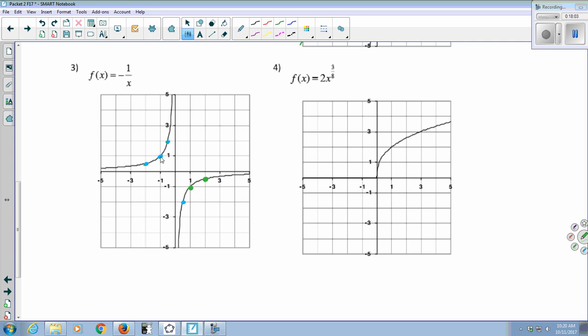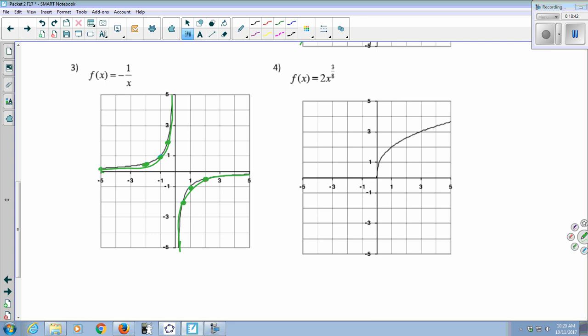-2, 1/2. Swap the coordinates: 1/2, -2 lands right there. Huh, it landed on itself. So this point, that one right there, is also on the graph. So it's at 2, -1/2. Swap the coordinates, and you get -1/2, 2, and I get that point. And I'm going to get that point, and that point. So if I connect them with a nice smooth curve, it is the original function.